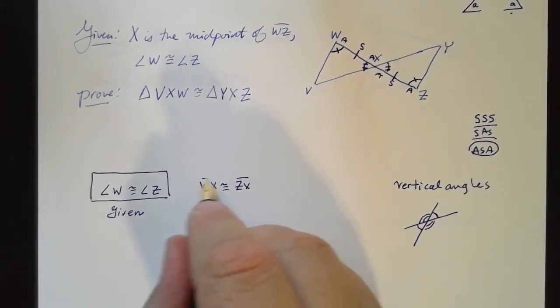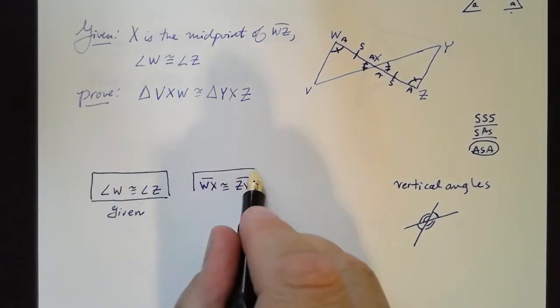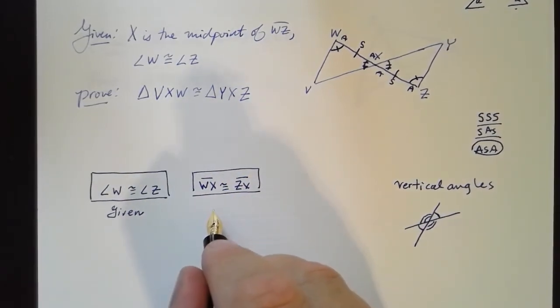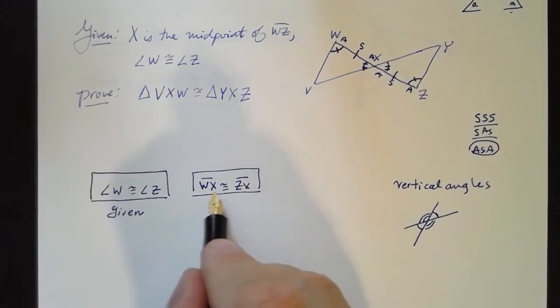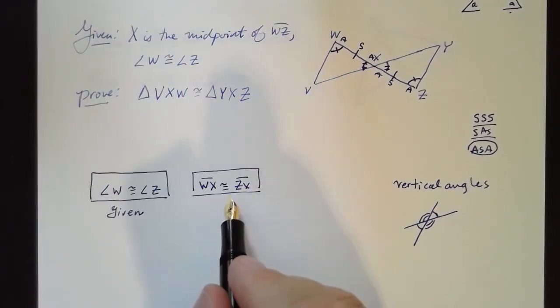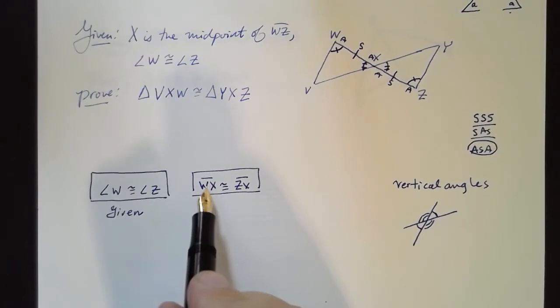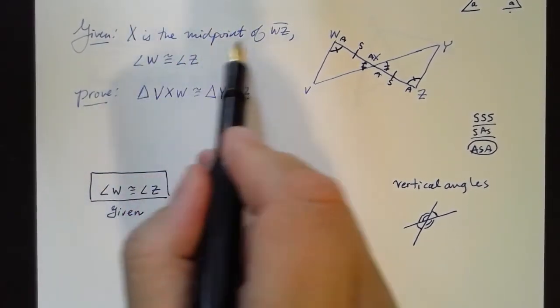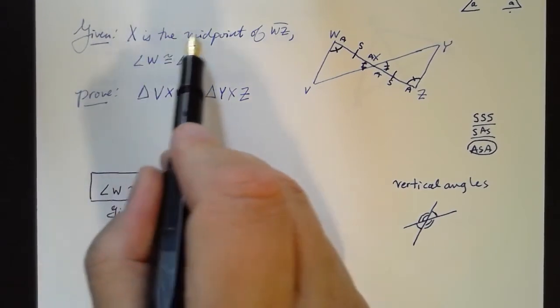Little segment marks on top of them. Put a box around it. Now here, technically I can't write "given" because this does not appear in the list of givens. How did we know this then? What is in the givens that tells us this? What tells us is this statement right here.